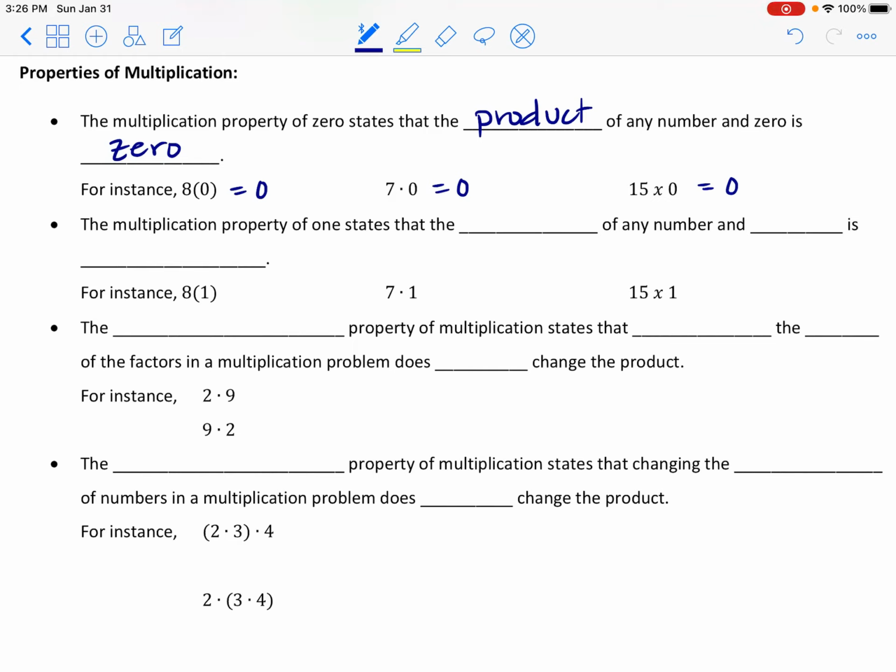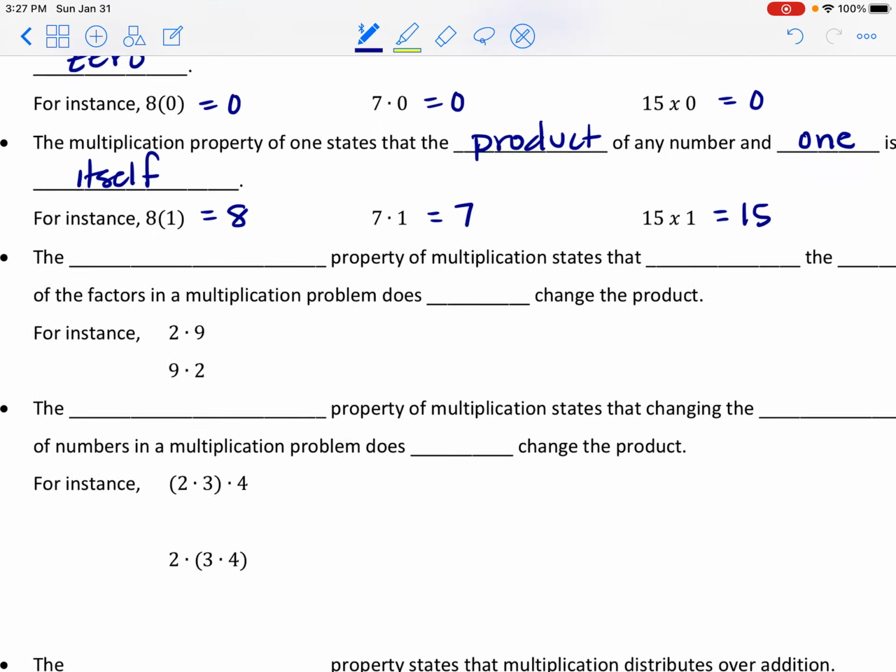We also have the multiplication property of 1, which is what happens every time we multiply a number by 1. Every time we multiply by 0, we get 0. Every time we multiply by 1, we are not changing the value of our number. So the multiplication property of 1 states that the product of any number and 1 is itself. You get that same number back. So 8 times 1 is just going to be 8. Or 7 times 1 is just going to be 7. Or 15 times 1 is just going to be 15.